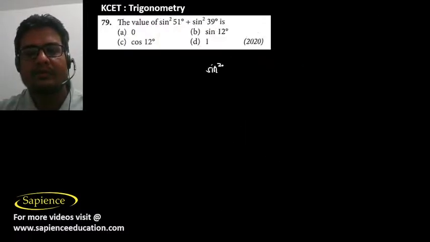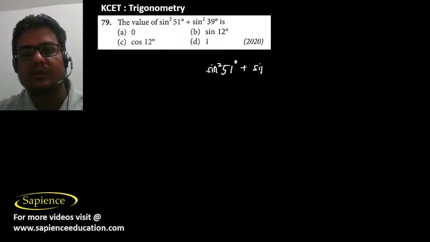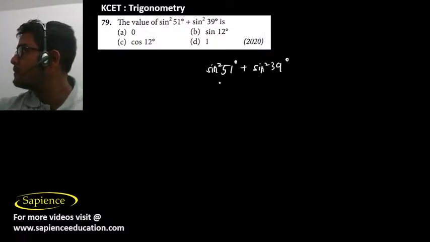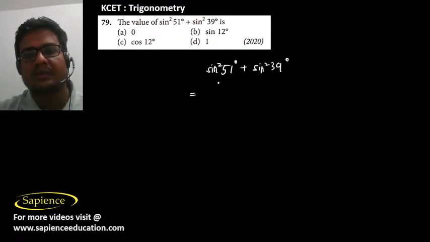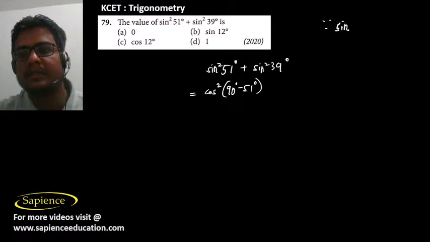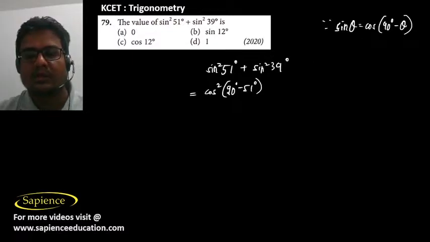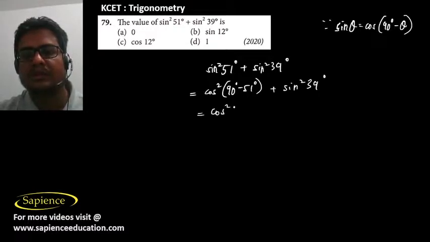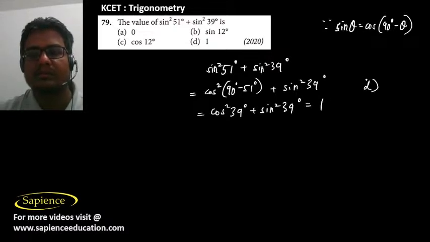Then we have to find the value of sin² 51° + sin² 39°. That will be equal to sin² 51°, which we can write as cos²(90° − 51°), since we know that sin θ is equal to cos(90° − θ). So cos²(90° − 51°) plus sin² 39°. So this is cos² 39° + sin² 39°, that is equal to 1, since cos² θ + sin² θ is 1. So option D is the correct answer.